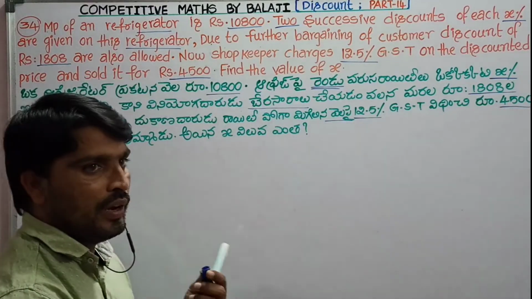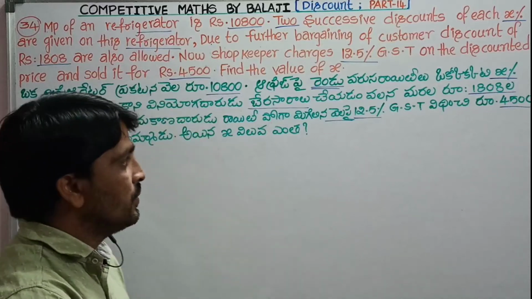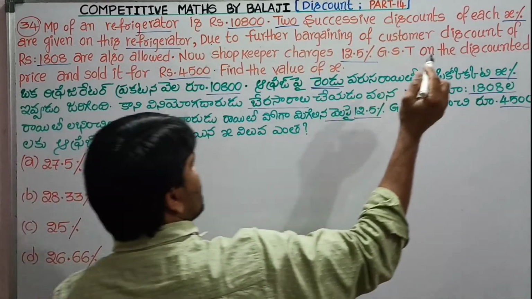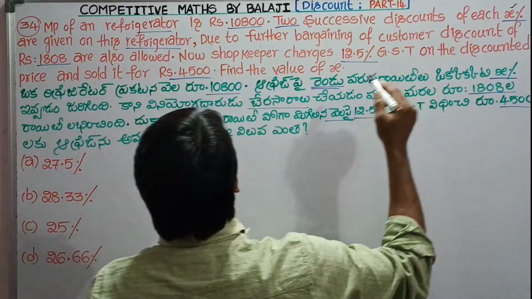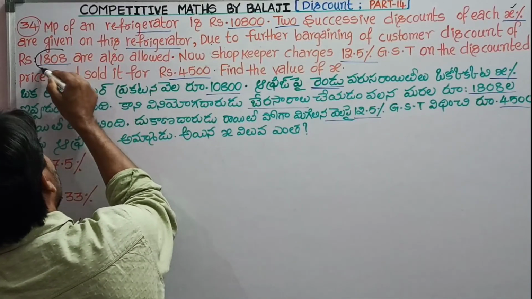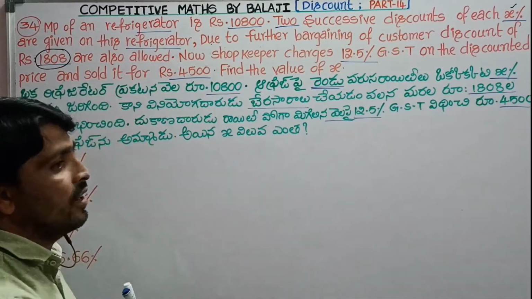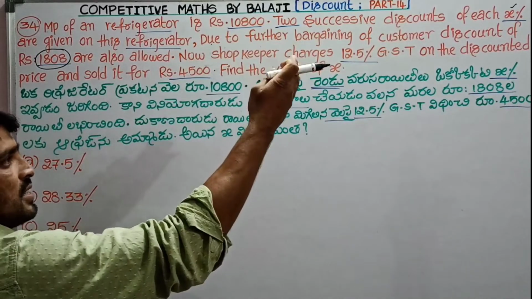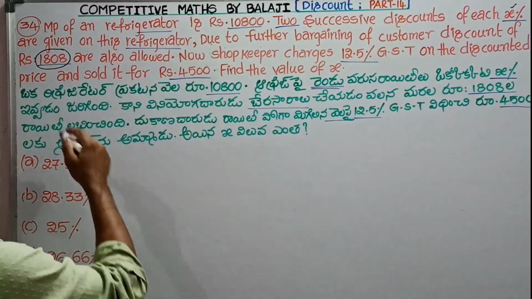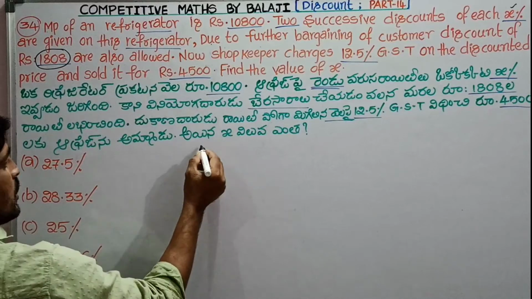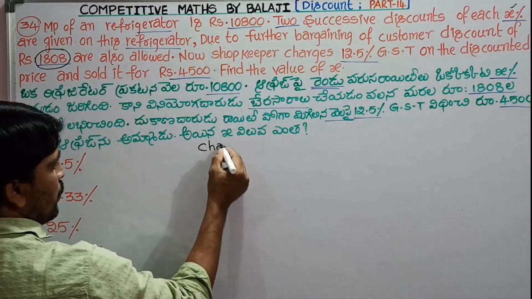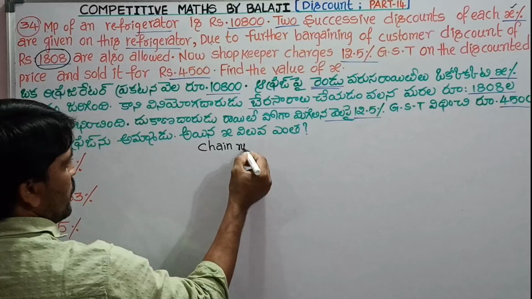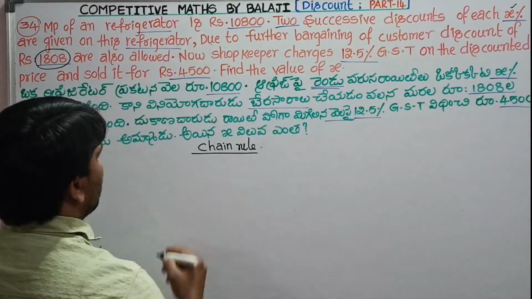See here, we are given two successive discounts of X% and then again another discount in rupees 1808. So some discount is given in percentage and some discount in rupees. In this type of question we use the chain rule method.